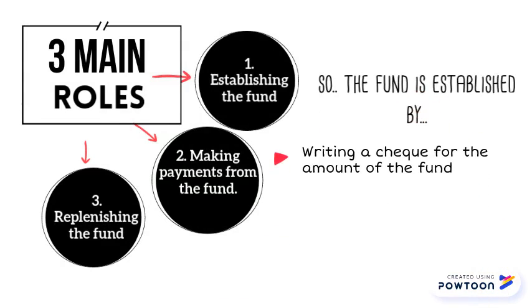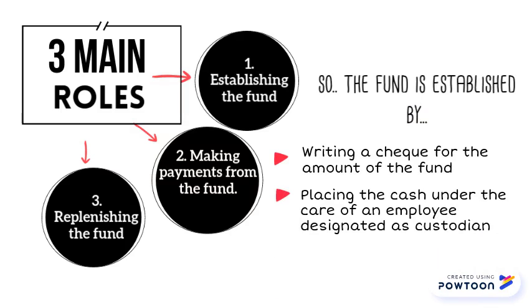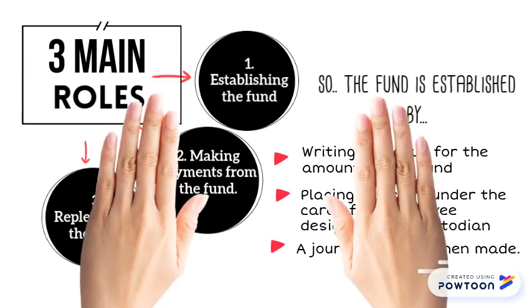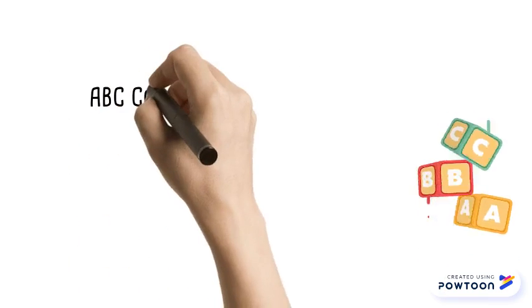The fund is established by writing a check for the amount of the fund, cashing the check, and placing the cash under the care of an employee designated as a custodian. A journal entry is then made. So, let's put this into an example to make better sense of it.